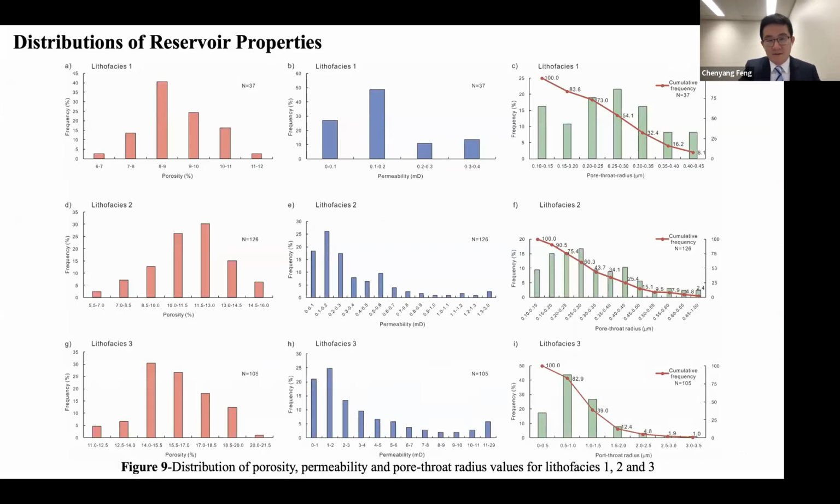As we know, for conventional reservoirs, Winland's equation is a practical way to evaluate the pore throat radius. So with the measured porosity and permeability values, pore throat radius associated with different lithofacies was evaluated through Winland's equation. These histograms show the distribution of the porosity, permeability, and pore throat radius. And it is obvious lithofacies 3 had better reservoir properties than lithofacies 2, than lithofacies 1.